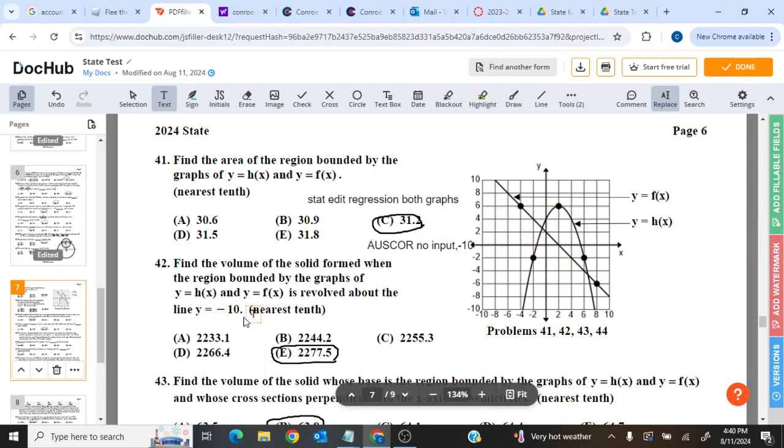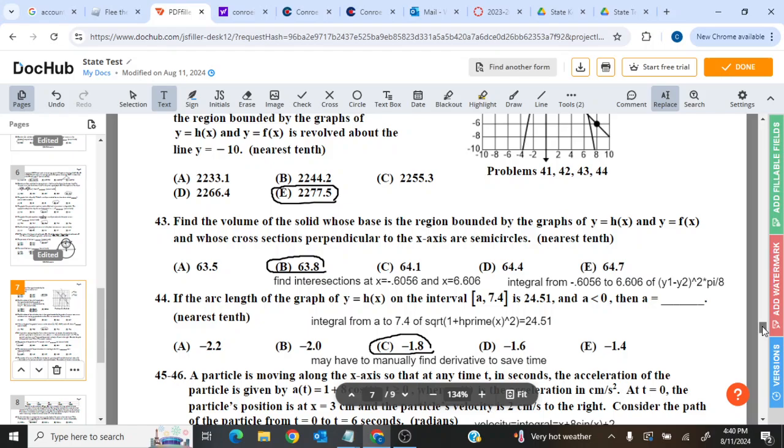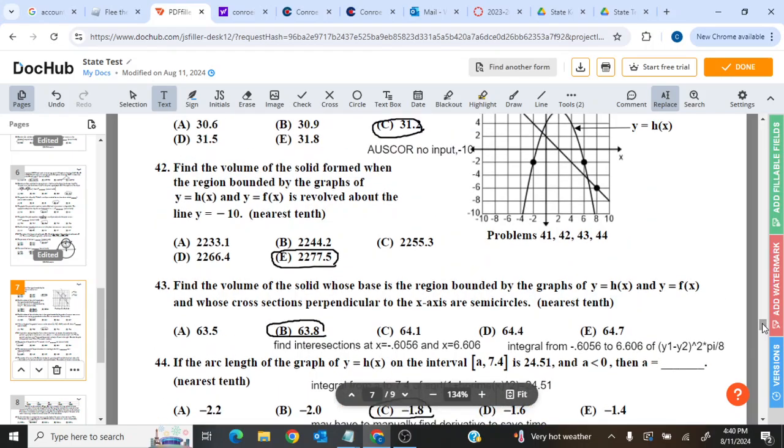And then your line of revolution as seen in problem 42 is -10. So OXOR, no input, -10, and that'll get you the area under a curve and the y revolution line. Once you have that, question 43 now.